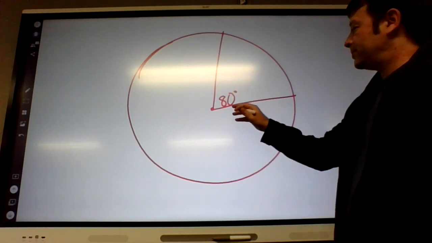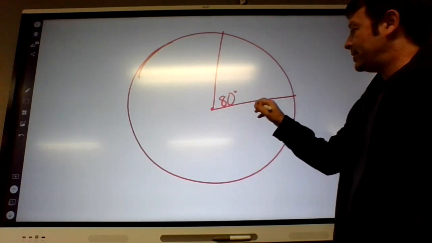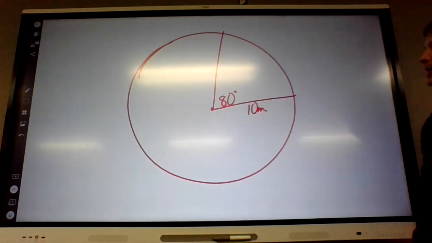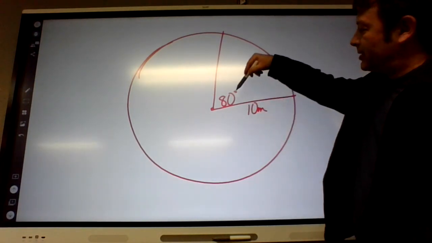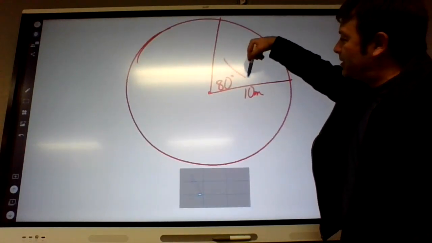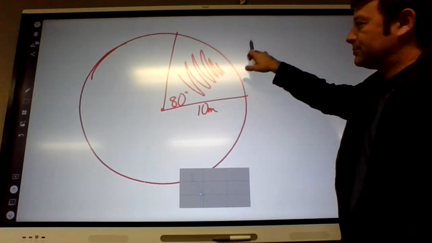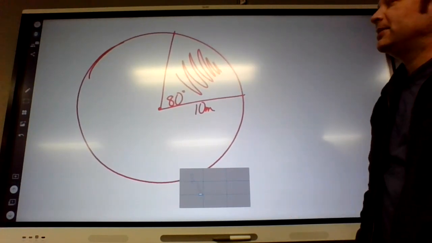So that creates an angle there. This is one of the radii. Let's say it's 10 meters or something. Last chapter we talked about sector area. So all of this in here has an area, right? How would we find that area? Pi r squared times theta over 360.